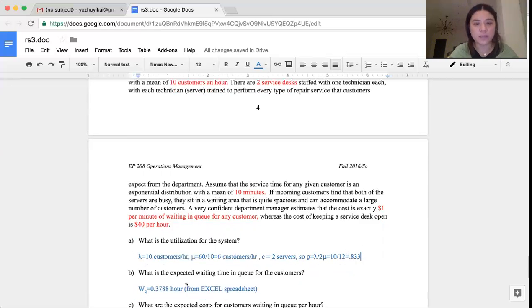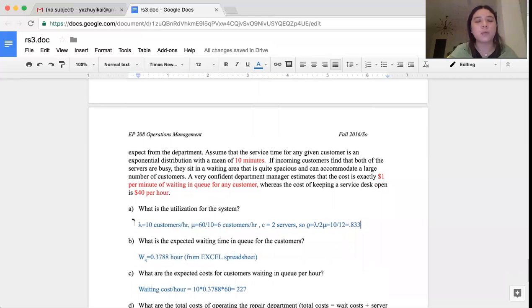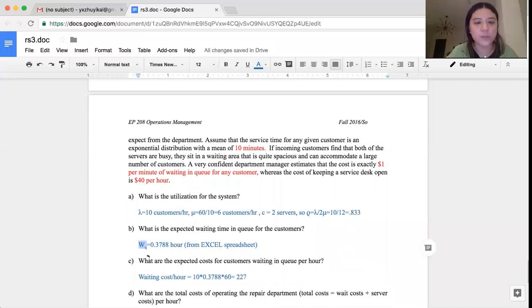And what is the expected waiting time in queue for the customer? Also, we plug in arrival rate 10, service rate 6, and the number of servers 2. We plug in the numbers in the Excel, and we get the queue. The wait time in the queue is 0.3788 hour.